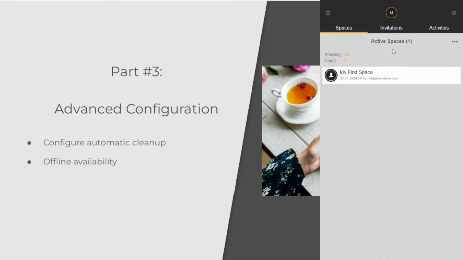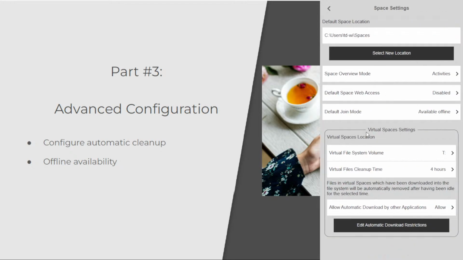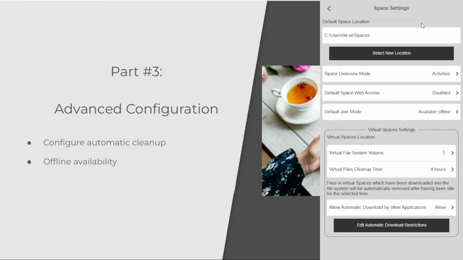So we just open our app here, and then we go into the settings, and then we go to space settings, and here we have a section for virtual space settings. And here, this is also where you can change the drive letter. If I click on the drive letter, I can choose any letter that's available. Again, we'll leave it as T, T for TeamDrive.